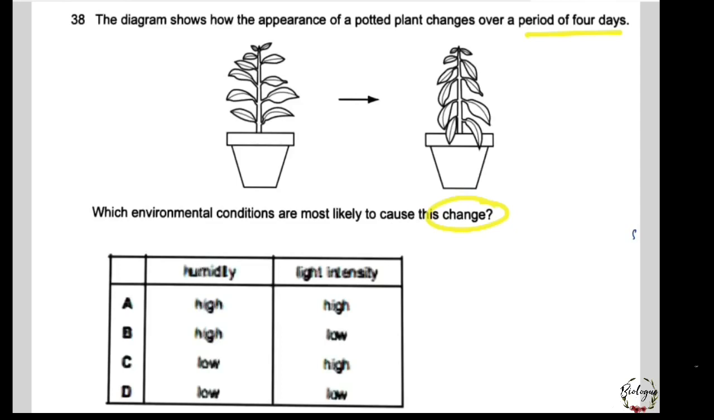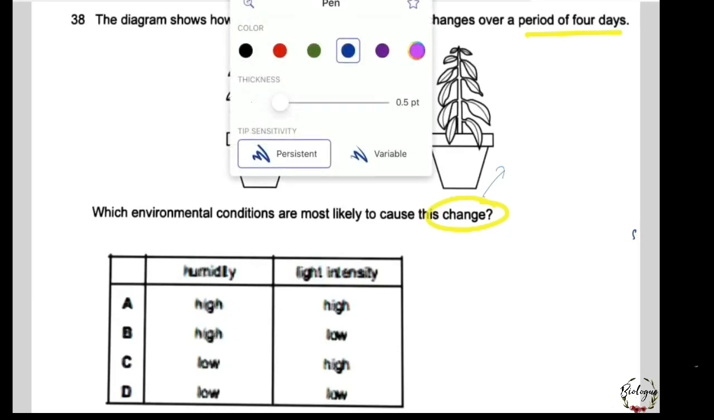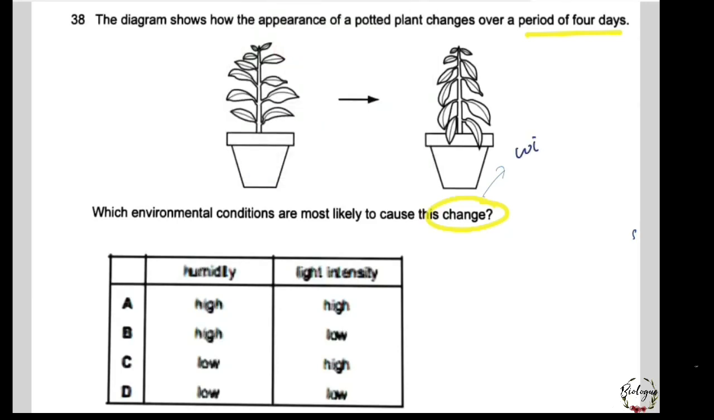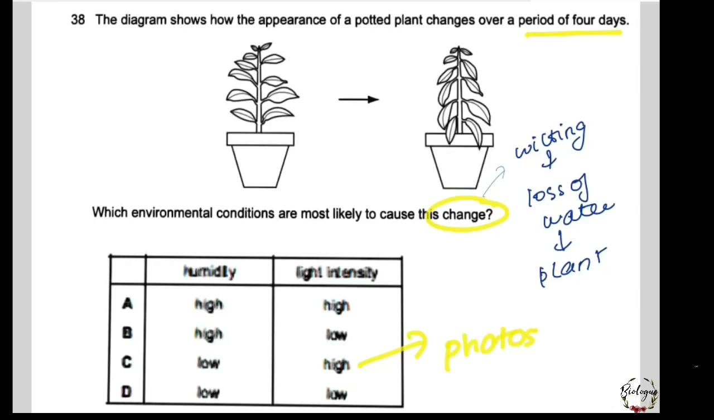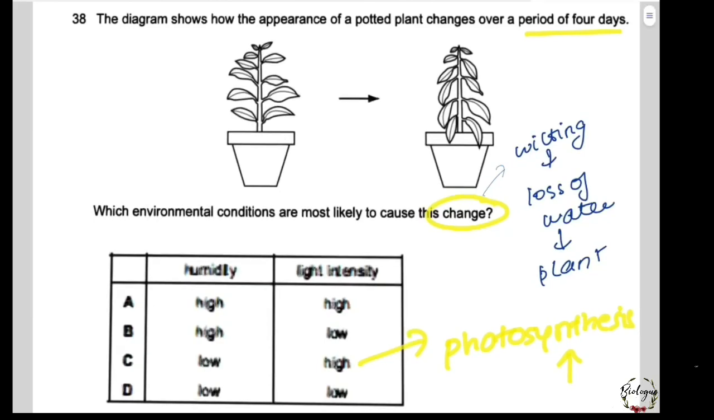So firstly, what is this change? This change basically refers to the idea of wilting. Wilting basically refers to the loss of water from the plant. So the conditions would be low humidity and high light intensity. High light intensity because photosynthesis would increase. So if light increases, photosynthesis increases, water uptake increases, so water loss increases. So it will be C.